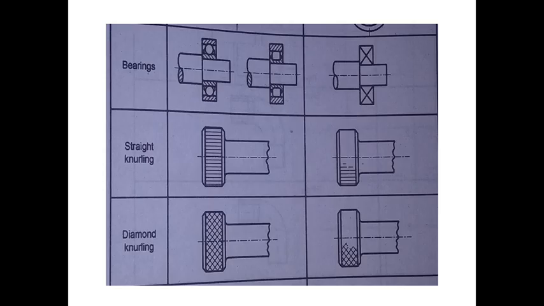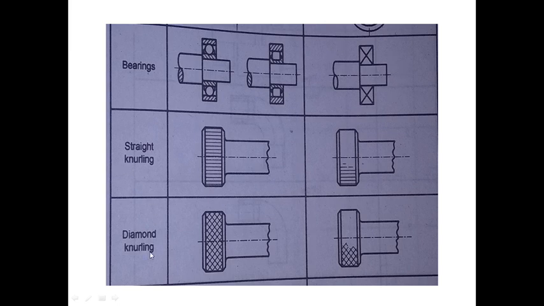Now the next is bearings. Now in order to represent the bearings, either ball bearings or cylindrical bearings, we use the symbol as shown in the figure. So this is the actual view of a bearing and this is the conventional symbol of the bearing. So if you want to represent the bearing on a production sheet, then we will use this symbol.